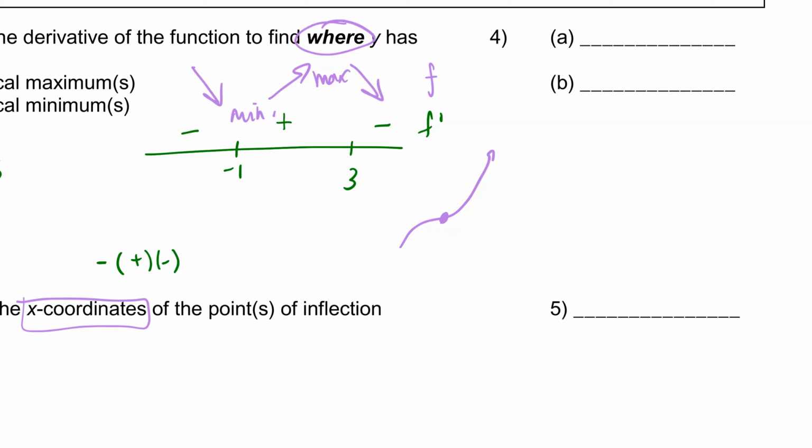So, A is the local max. We know we have a max at 3, so it's at x equals 3. The local min is at x equals -1. Notice I didn't ask what value the min and max were.